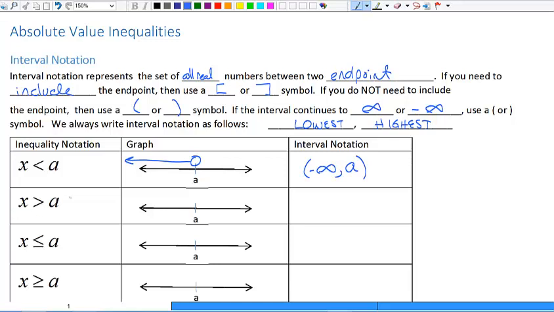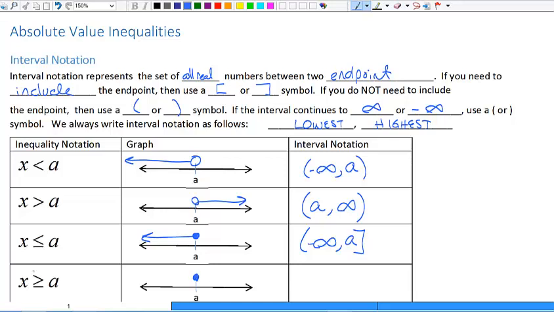The next one says x is greater than a, so we have an open circle on a, and this time it's going to the right. So the lowest value here is a, comma, the highest value is infinity. Again, they both get parentheses because you always use parentheses with infinity, and you cannot include a because it's not "or equal to." On the next one, it says x is less than or equal to a, which means we have a closed circle here, and x is less, meaning to the left. So we start from the lowest value, negative infinity, up until the highest value, which is a. In this case, I can use a bracket because I'm allowed to include a, because it's "or equal to."